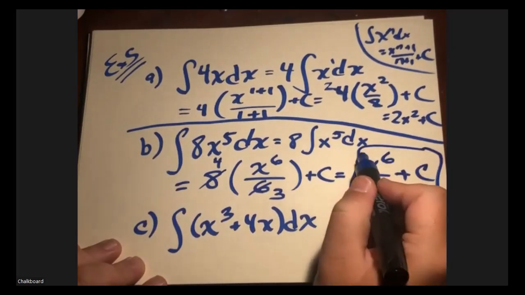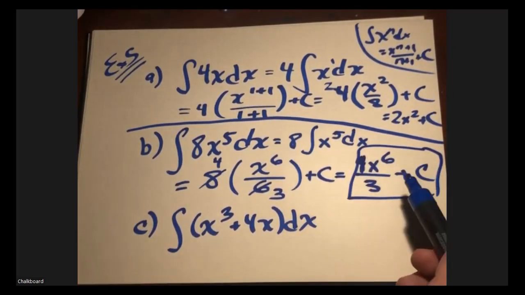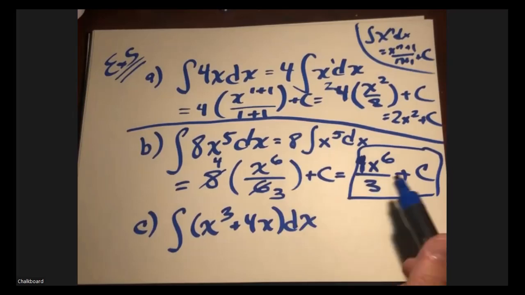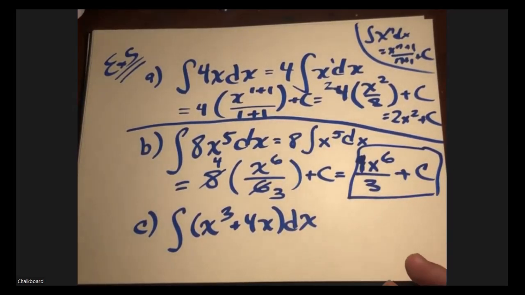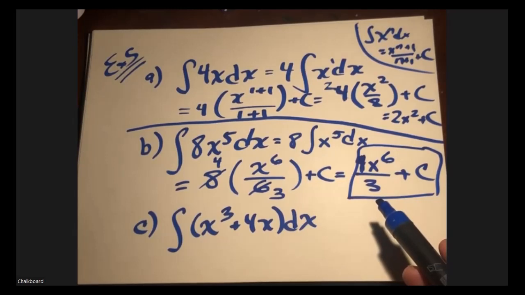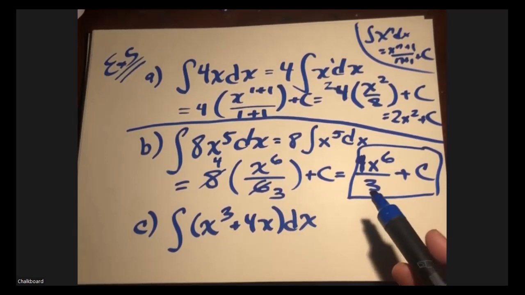Okay. Now, when you're done, if you're not sure you got it right, go and take the derivative of it and see what you get. If you did this, you should get 8x to the 5th. And you can check if you're taking a test before you turn in your answers. See what happens if you take the derivative of your answers until you get the original integrand back.